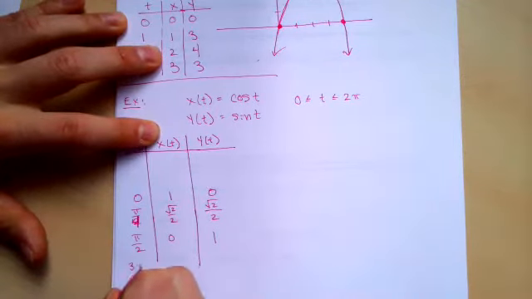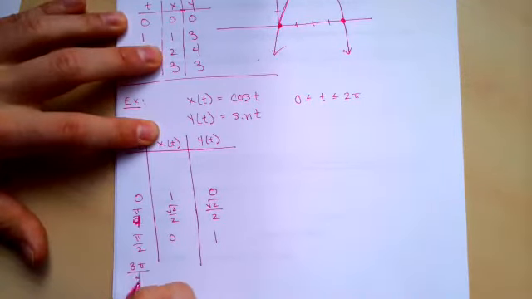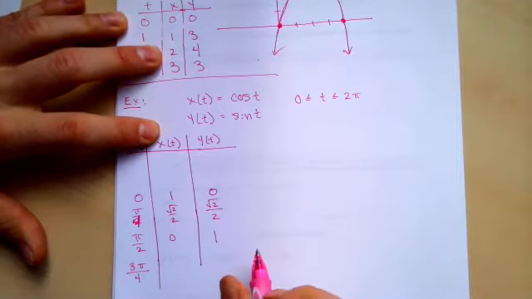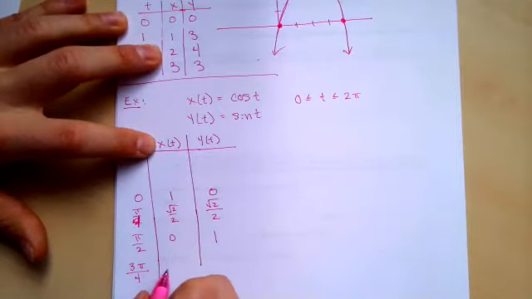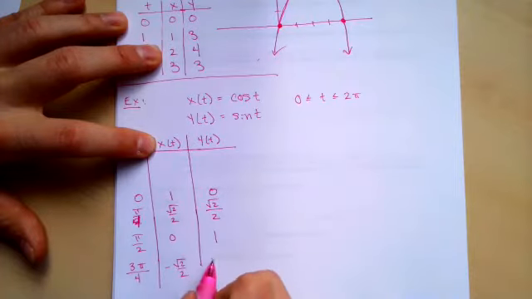And then let's just keep doing multiples of pi over 4. So 3 pi over 4. My cosine is negative square root of 2 over 2. Sine is positive, still in the second quadrant.